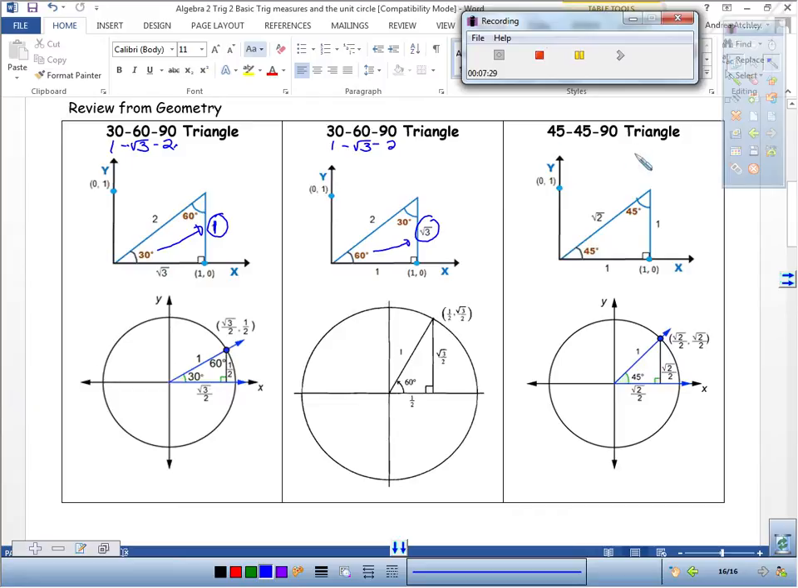The 45, 45 is pretty easy because it's just 1, 1, and then the 90 degrees is always the square root of 2. So it's a little easier to write down. Please again draw in the triangles if you can't see them. Make sure you're putting the ratios in the right spot so you know how to use them.